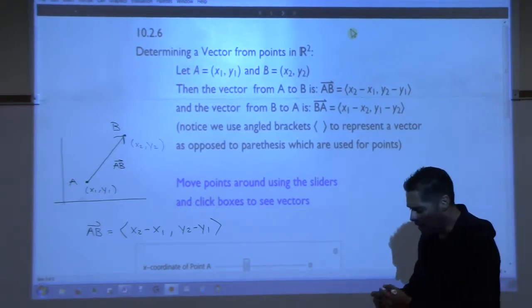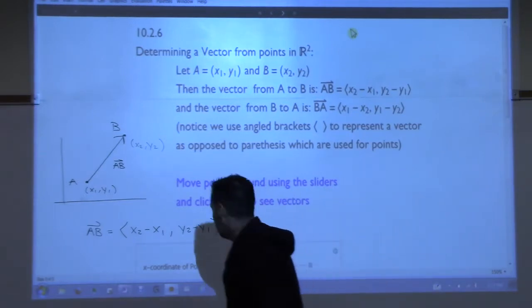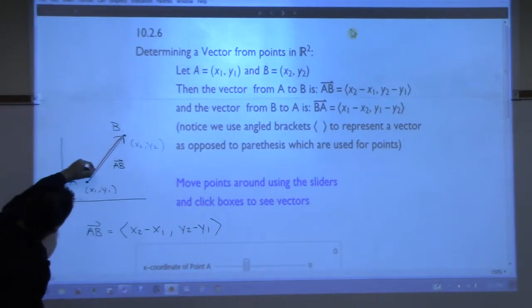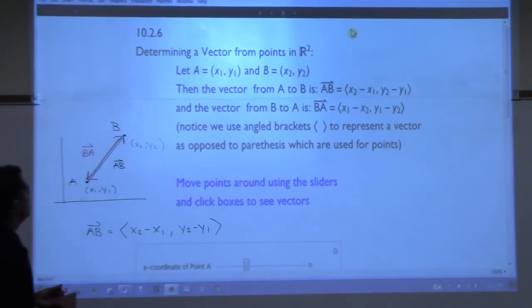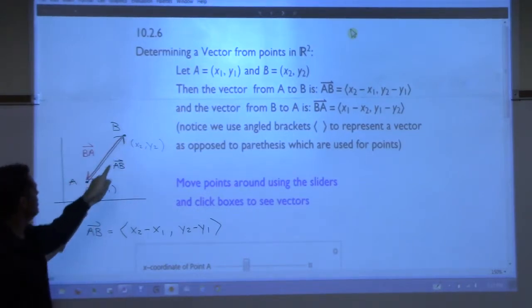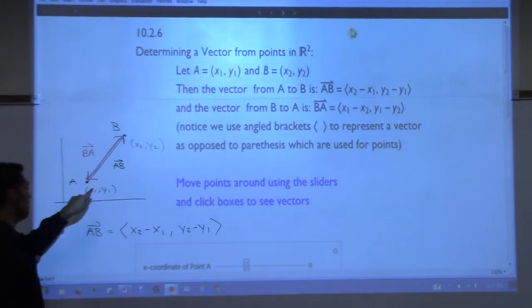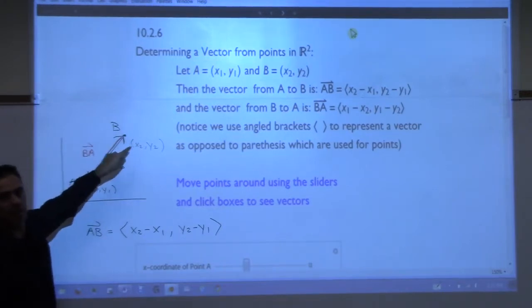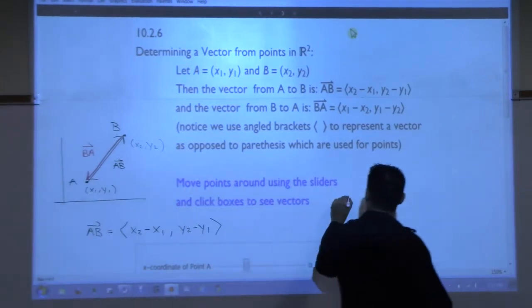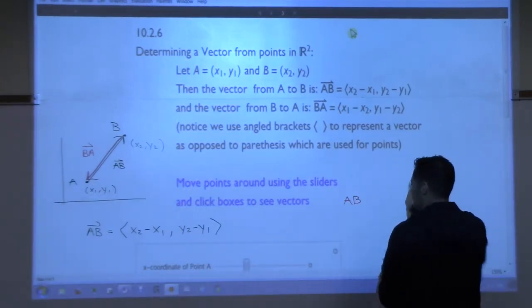Now, if on the other hand, I wanted to create the vector that goes from B to A, the other way around, this way. Vector from B to A, then what I'm going to do is reverse my thinking. If I'm starting here and stopping here, I'm going to take this one's x coordinate, subtract that one. So the vector from A to B, no, I just did A to B.